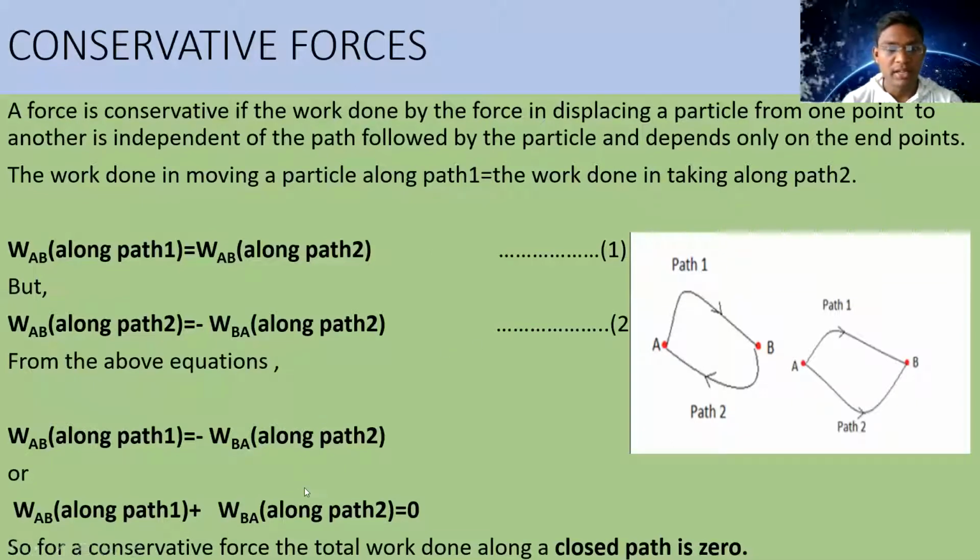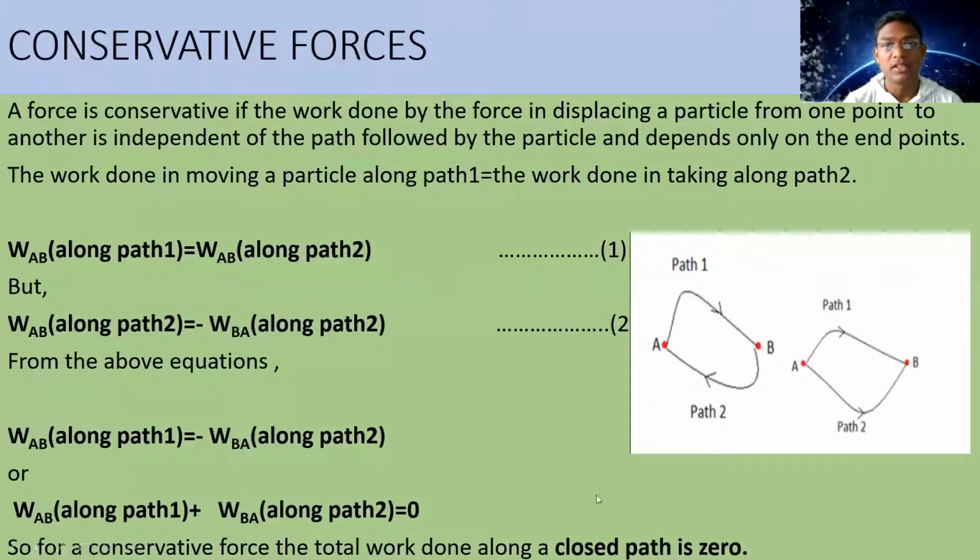And what does the second term say? It says the work done in bringing the body from B to A along path 2, this one, and the total work done is how much? It's 0. And look at this diagram, it is a closed path. The particle has traversed from A to B, and again from B to A through another path. So this total journey is a closed path. Here we can derive a conclusion that for a conservative force, the work done along a closed path is 0.